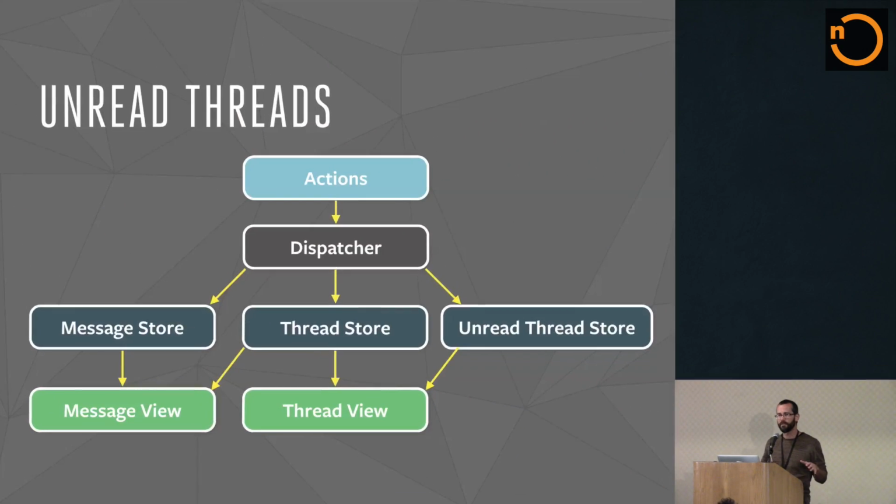And then all of these need to be kept in sync. And this is where the dispatcher really shines. The dispatcher has a special method called waitFor, where the stores inside their callbacks can declaratively say, I need to wait for this other store to update first. And thereby, everyone stays in sync in a very declarative model. So the unread thread store needs to wait for both of the other stores to update first before it can update itself, because it depends on some data that's in those stores.